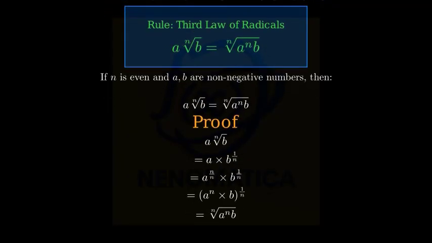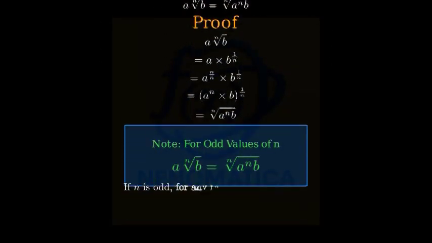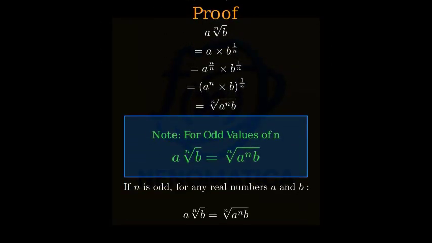Finally, we can convert this back to radical form, giving us the nth root of a to the power of n times b. Thus, we've proven that a times the nth root of b equals the nth root of a to the power of n times b. It's important to note that this law also applies when n is odd. For any real numbers a and b, when n is odd, let's consider a special case.